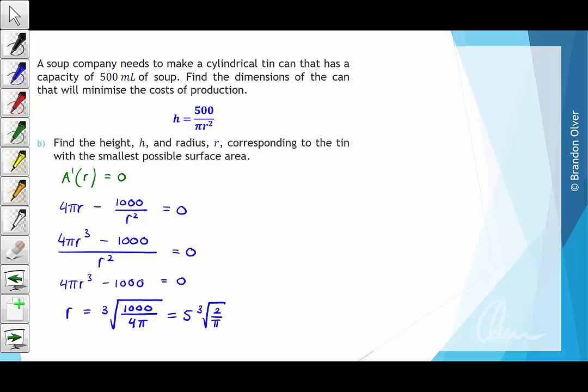Next, we can use this result and find the height. So the height, we have our formula reproduced up here. Our height is equal to 500 divided by pi r squared. But we know that our radius for the minimum is equal to 5 times the cube root of 2 divided by pi. So we put that in, so we have pi times 5 times the cube root of 2 divided by pi, all squared. And if we get a calculator to help out with that one, we find that the height is equal to 20 divided by the cube root of 4 pi.